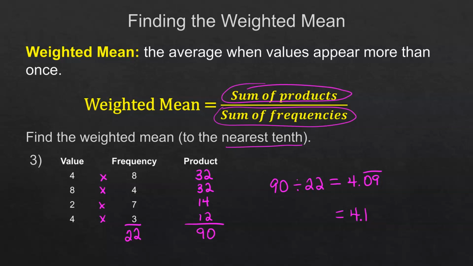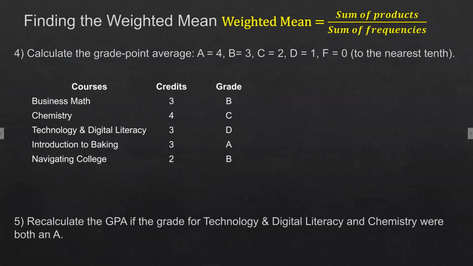Okay, so that's one example of weighted mean. And then we're going to take it to my favorite weighted mean type problem, and that's grade point average. Everyone should understand grade point average because you guys are in college and you're going to be doing different things, and you'll need to know your GPA.